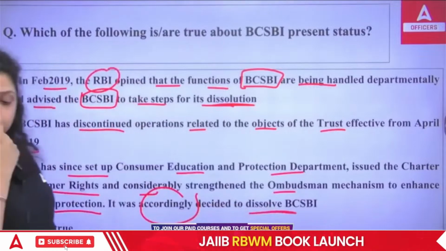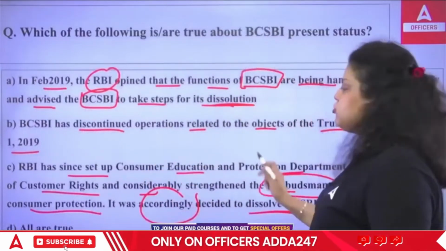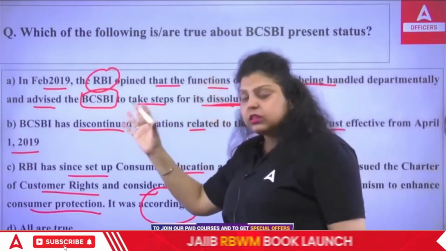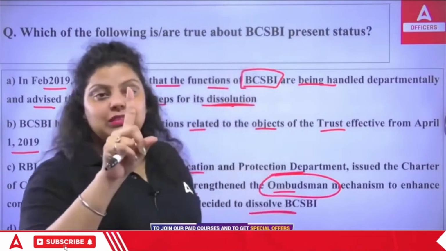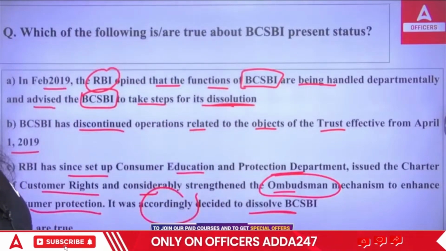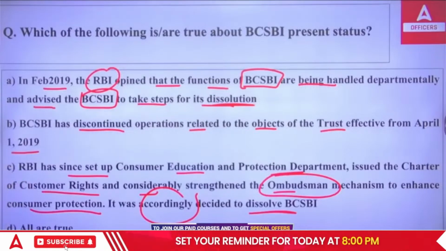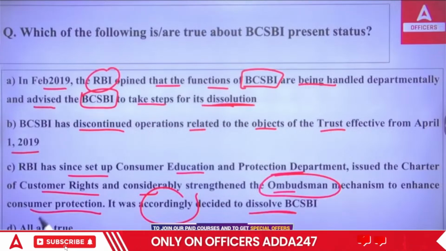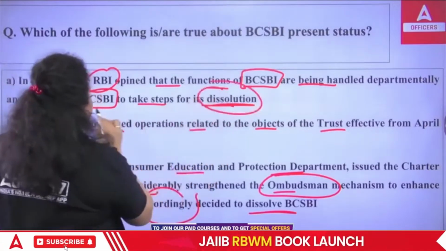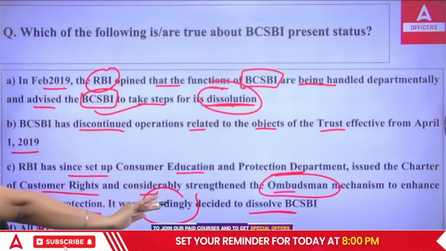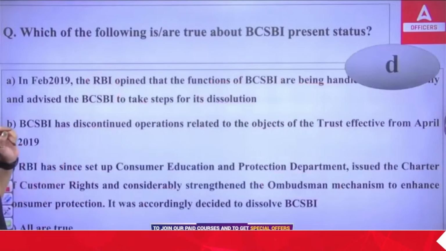If you are dissolving the BCSBI, who is going to take care of the frauds or all of the complaints of the customer? For that you have to make the ombudsman strong, and that's what RBI did by merging three ombudsman schemes: the banking ombudsman, the ombudsman scheme for NBFC, and the ombudsman scheme for digital transactions. All these three have been merged and a single scheme has been introduced, named the Integrated Ombudsman Scheme, by the Reserve Bank of India in 2021. So we have strengthened the ombudsman mechanism. Which of the following is true? All are true. We have dissolved the BCSBI. In place of BCSBI, now the ombudsman has to take care of everything, and it was discontinued from 1st April 2009. Right answer is D.